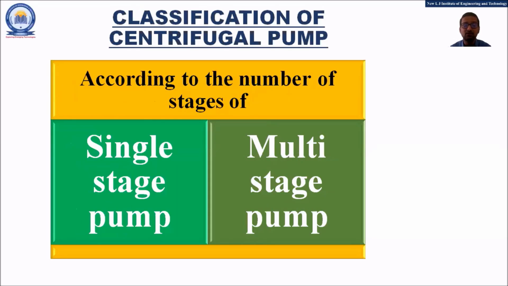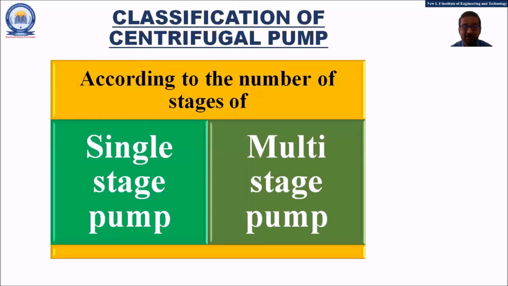The next classification of the centrifugal pumps is according to the number of stages of the pump. According to the number of stages, the pumps are classified as the single stage pump and the multi-stage pump. The multi-stage pumps are further classified again into 2 types, such as impellers in series and impellers in parallel. In some cases, for some applications, the impellers are connected in series and different impellers are connected, so it can be considered as the different stages. So that pump is considered as the multi-stage pump.